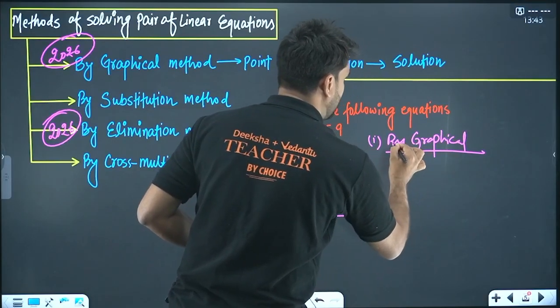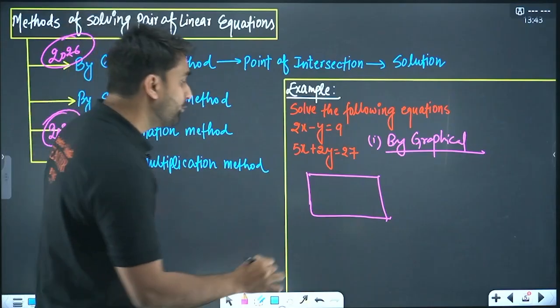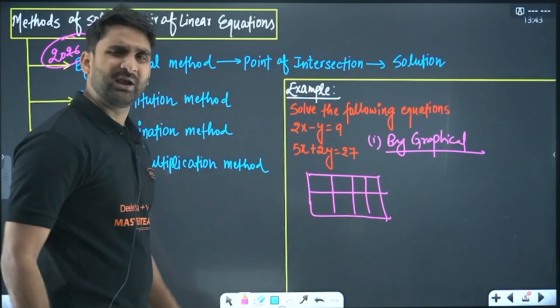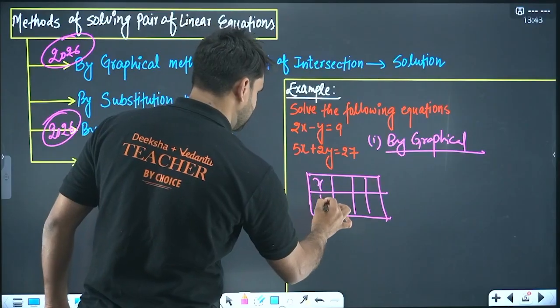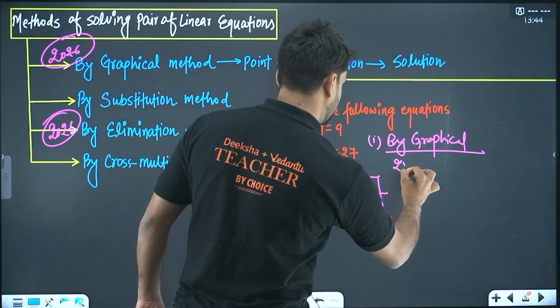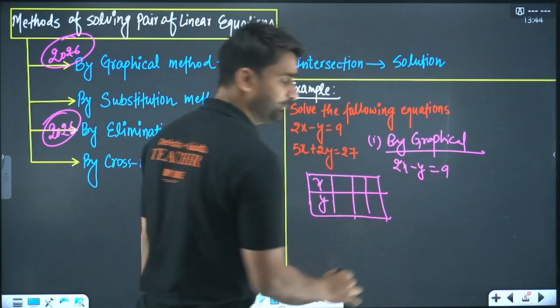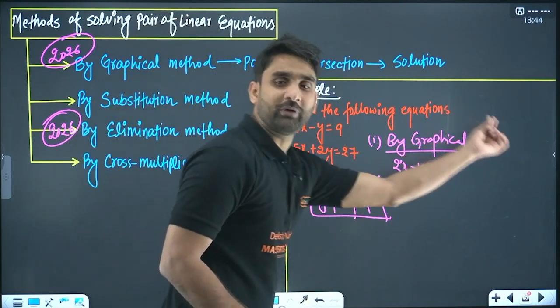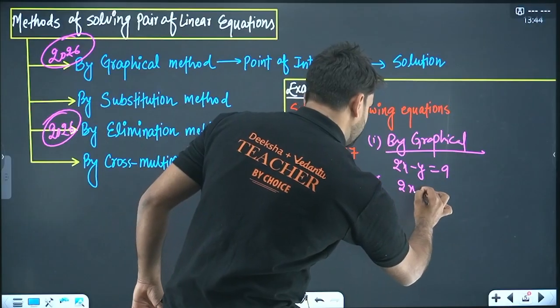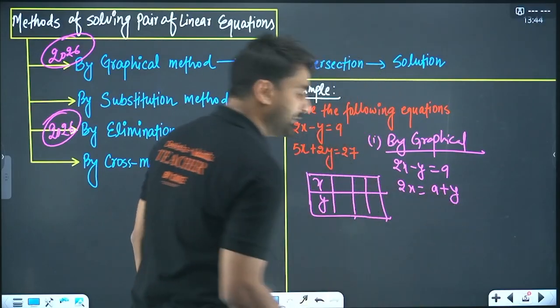To solve this question by the graphical method, you have to find the solutions. Make sure to find at least 3 solutions. So right here, x and y. And look, what is the first equation, my dear? The first equation is 2x minus y equals 9. So if we shift y to that side, we can write 2x would be 9 plus y, right? 9 plus y.